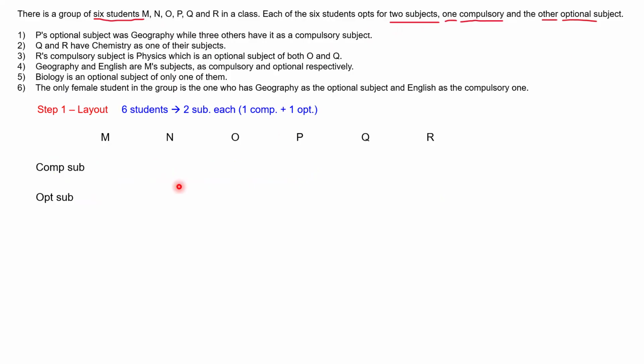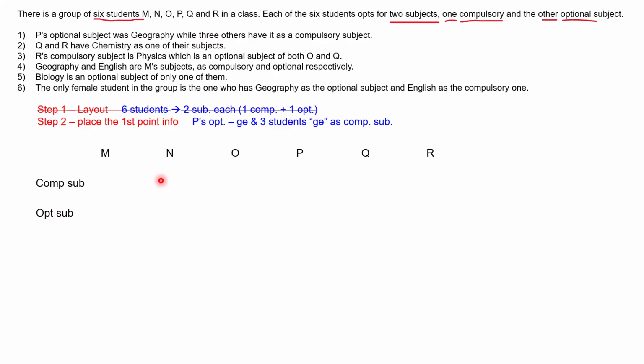So first let us draw the layout as follows. Six students will be there, one compulsory and one optional subject for each student. Now let's come to the instructions one by one.